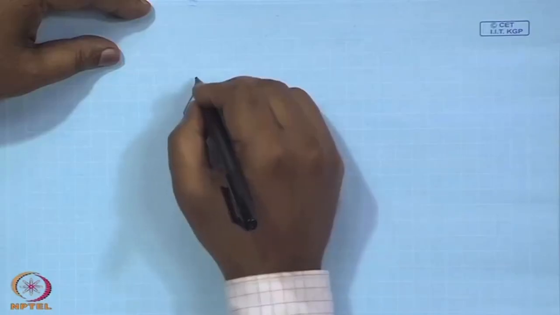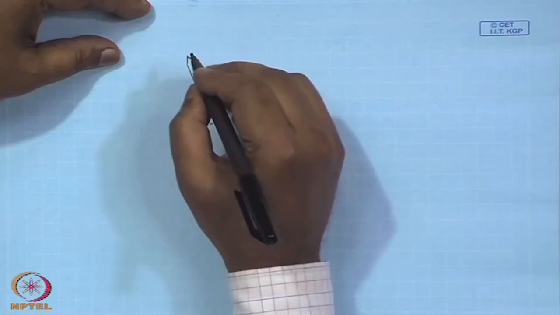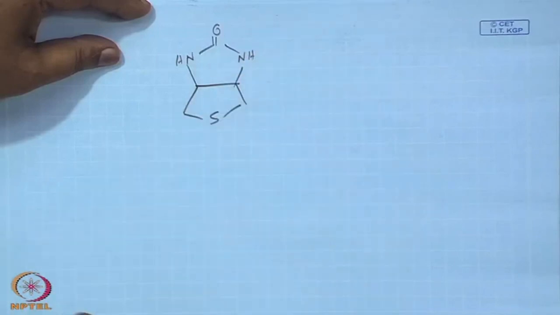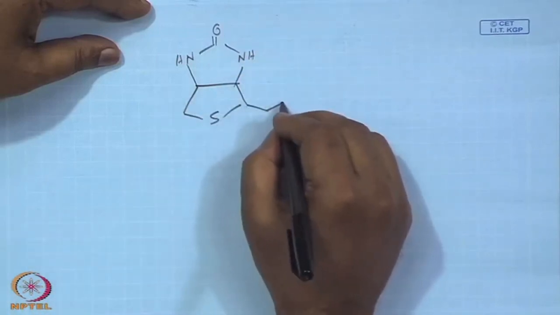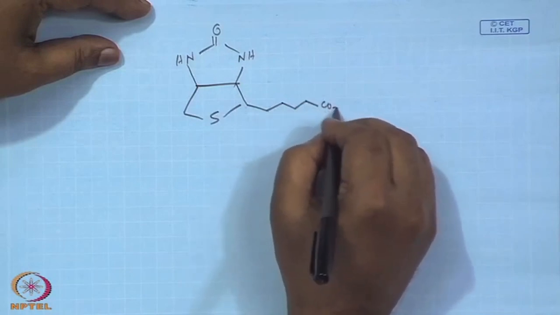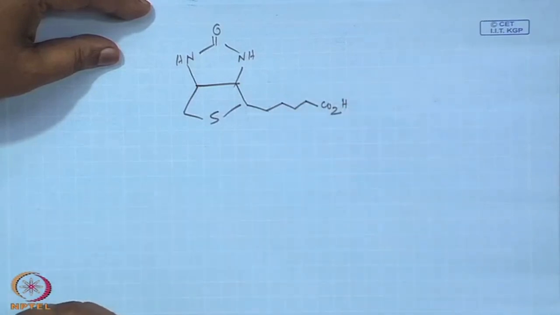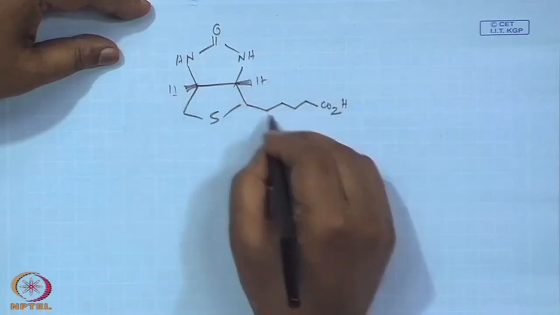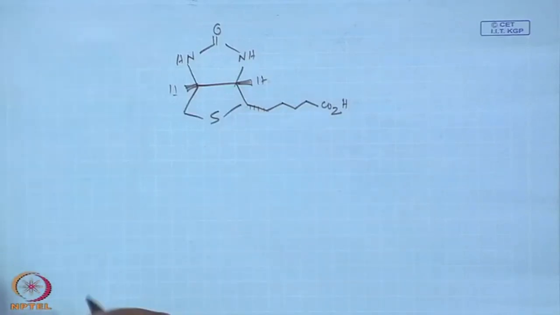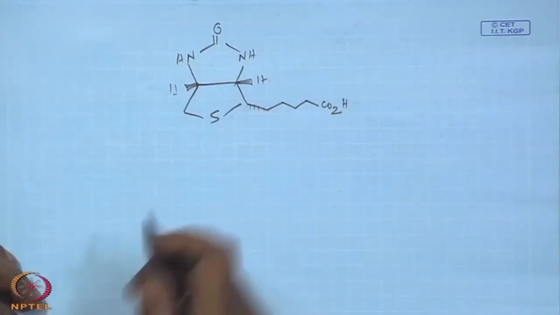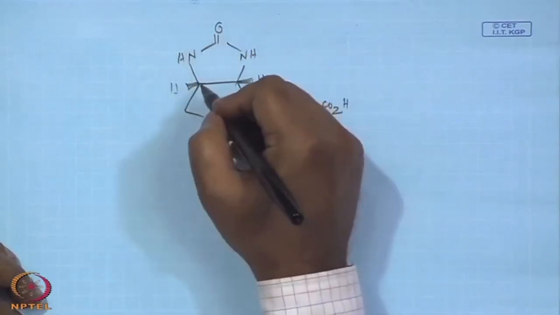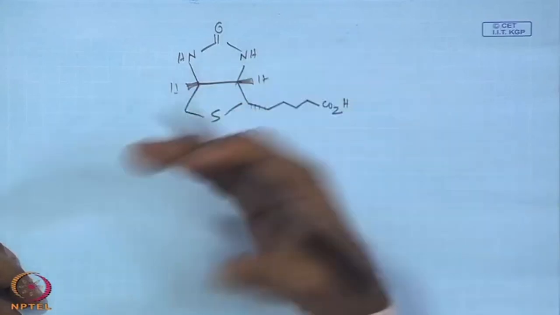Let us say something like this. Then you have 1, 2, 3, 4, 5, a valeric acid derivative. So that is it. If these hydrogens are beta, it is pretty easy to remember, but you have to know why it is so important. I can claim this as a thiophene derivative, and if you look at the top portion, you will see that this is an imidazole derivative, but that depends on your advantage.